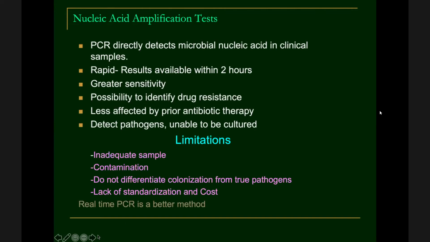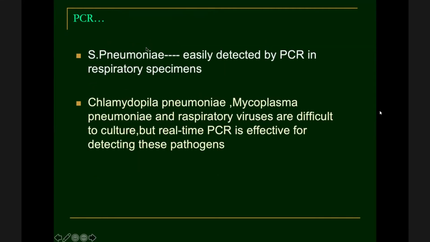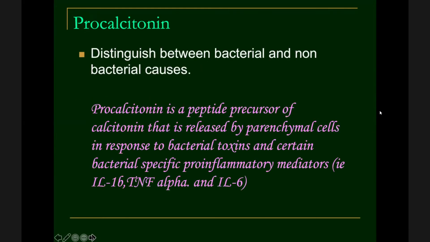Real-time PCR is a better method, which we are going to use for any viral infections nowadays. Streptococcus pneumoniae is easily detected by PCR also. And chlamydia, mycoplasma, and other respiratory viruses are difficult to culture, but you can do real-time PCR, with which we can find them rapidly.